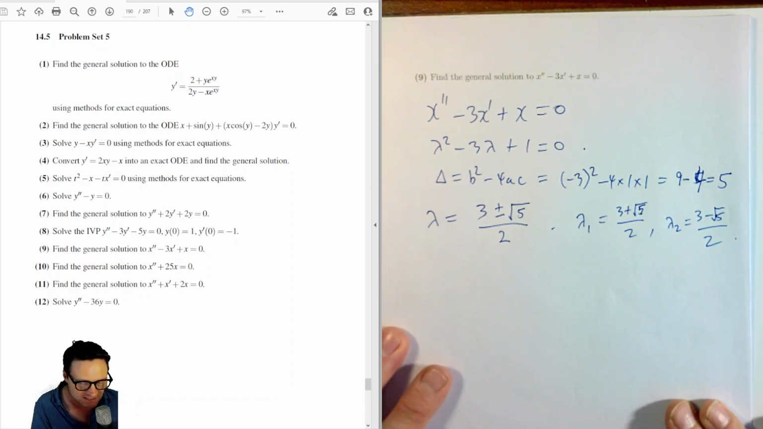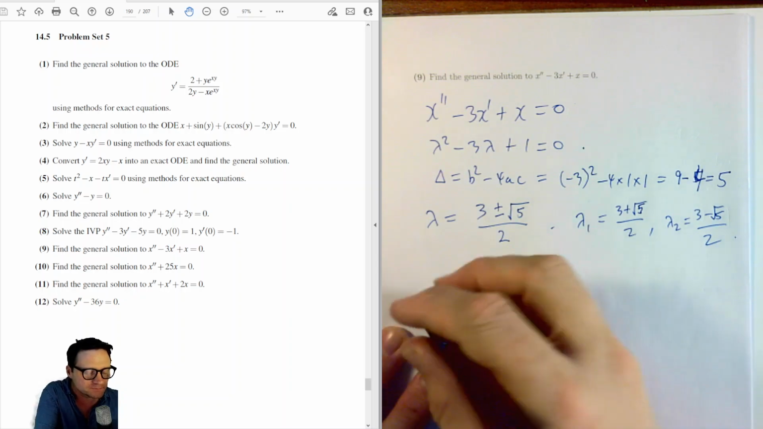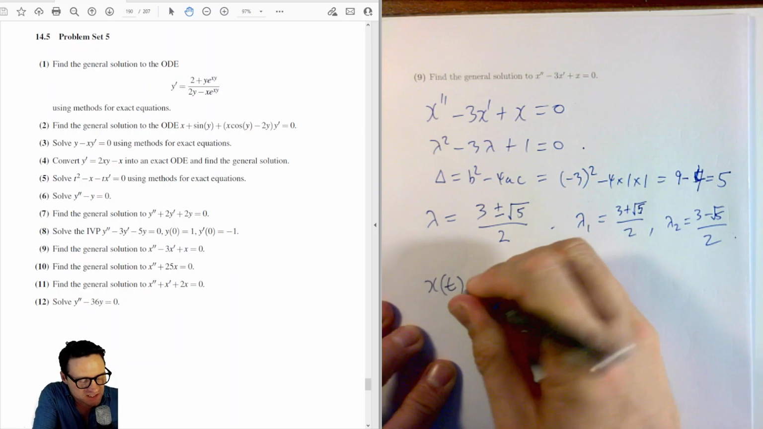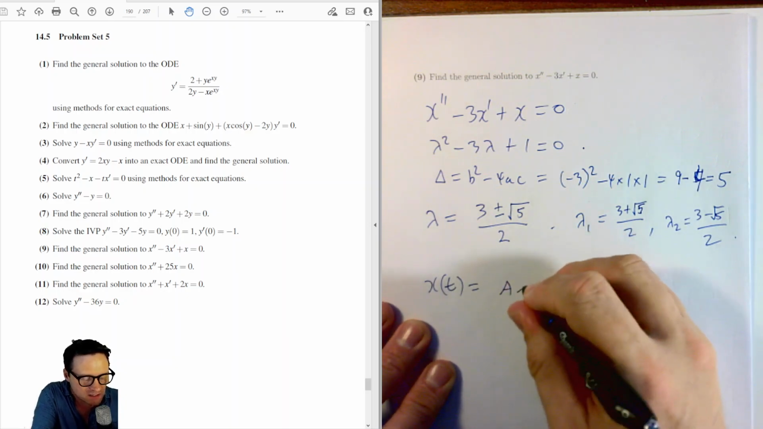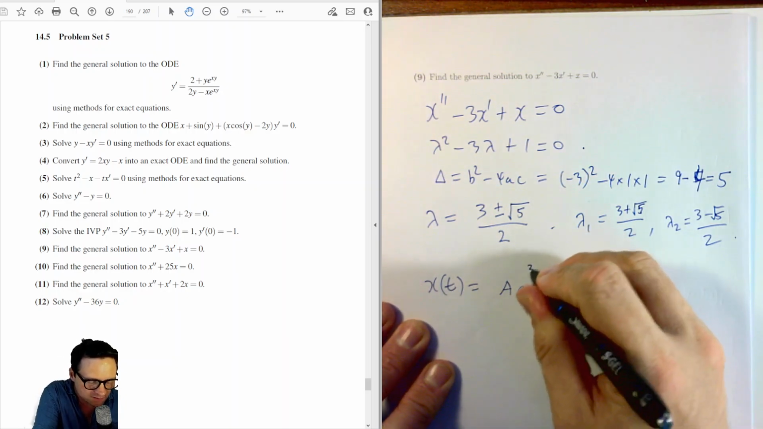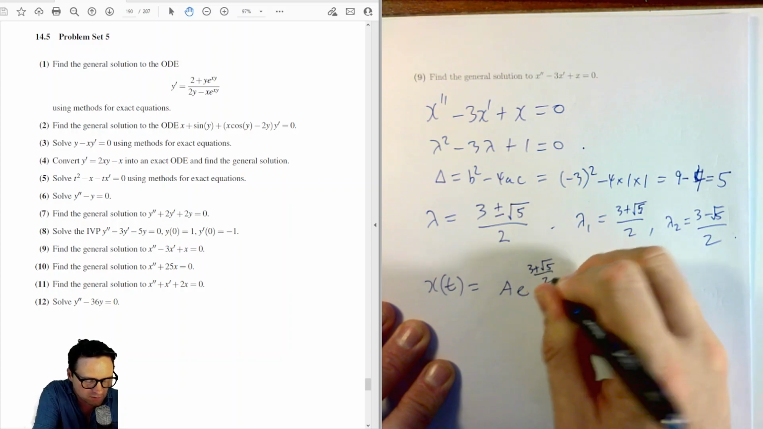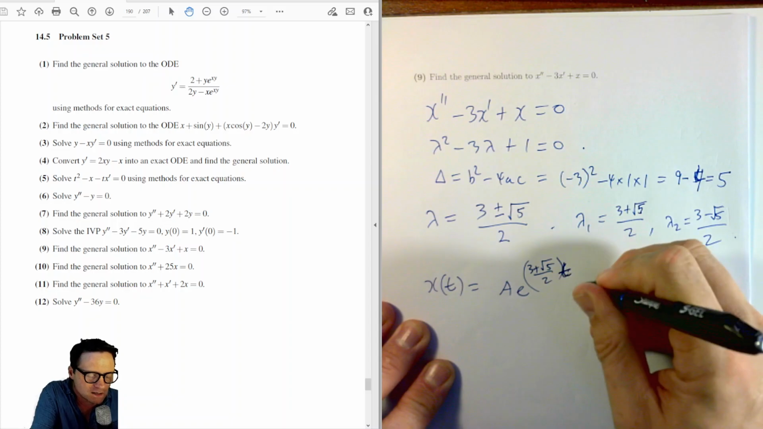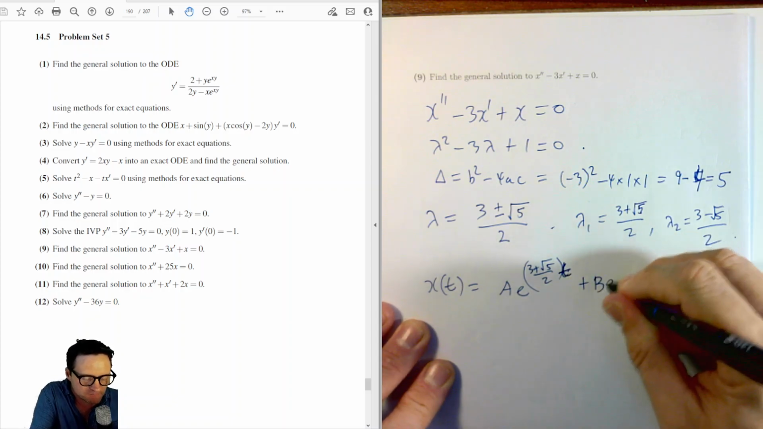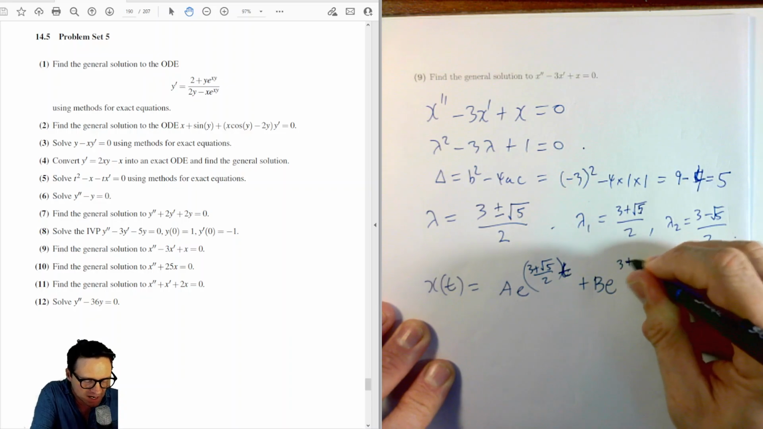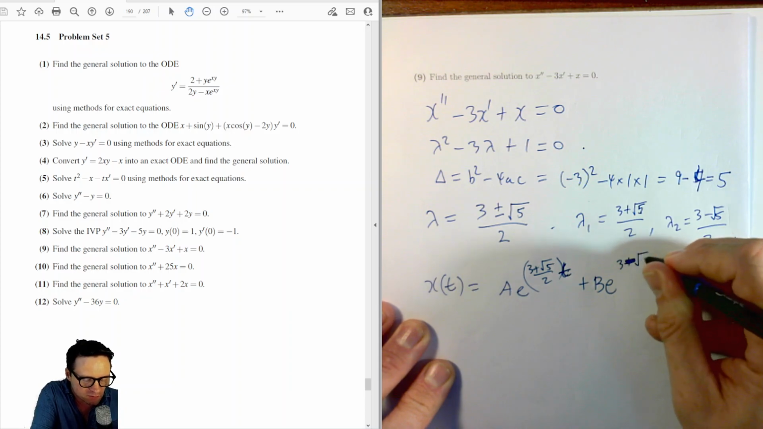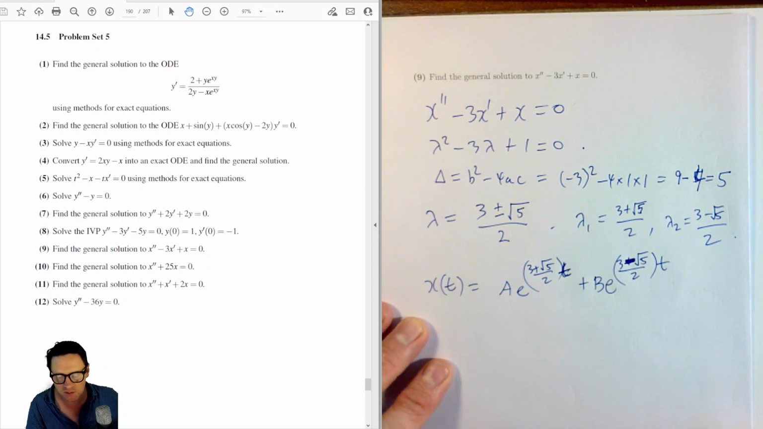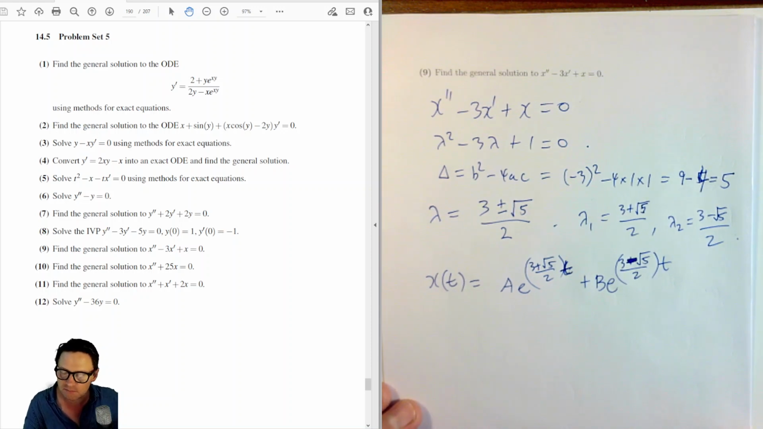Okay, so given that, we can express our general solution as x as a function of t is equal to a e to the lambda 1 t, so 3 plus root 5 all over 2 times t, and then plus b e to the 3 minus root 5 all over 2 times t. Okay, and so we're done with that. We have answered the question.